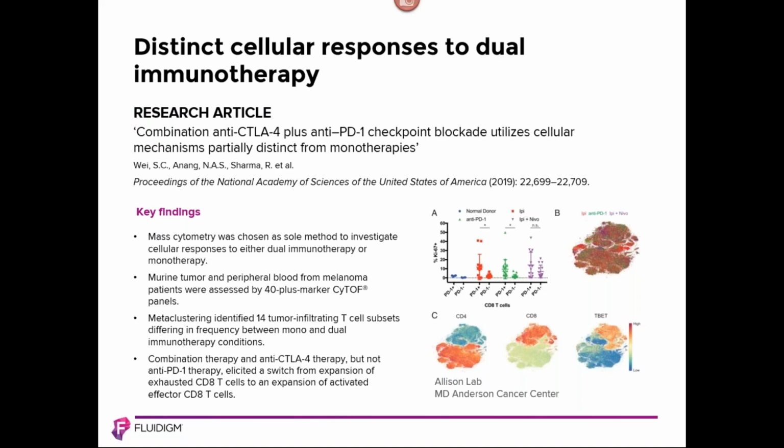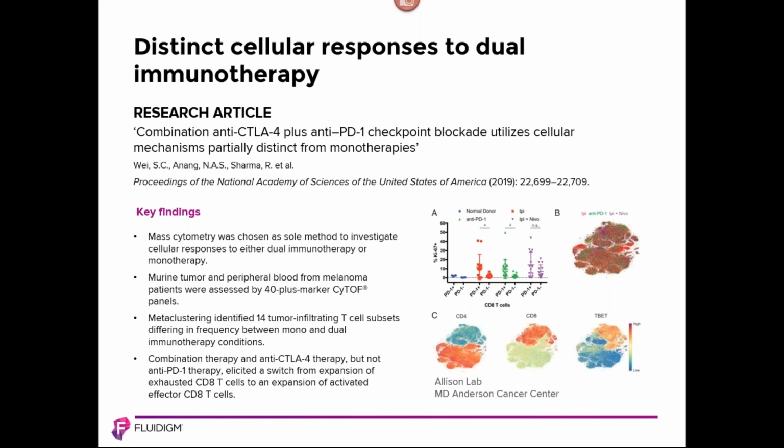So in this paper from Jim Allison's lab at MD Anderson Cancer Center, distinct cellular responses to combination anti-CTLA-4 plus anti-PD-1 checkpoint blockades were identified. Mass cytometry was chosen as the sole method to investigate cellular responses to either dual immunotherapy or monotherapy. Murine tumors and peripheral blood from melanoma patients were assessed with 40-plus marker CyTOF panels.